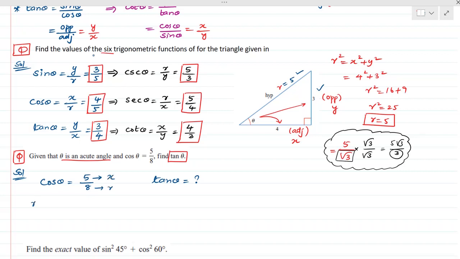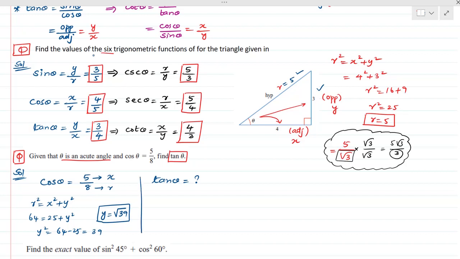So I write the formula here: r square is equal to x square plus y square, so 64 is 25 plus y square. If you move it to the other side, it becomes 64 minus 25, which is equal to 39. And then we have to take the square root. You will get y is equal to root 39.